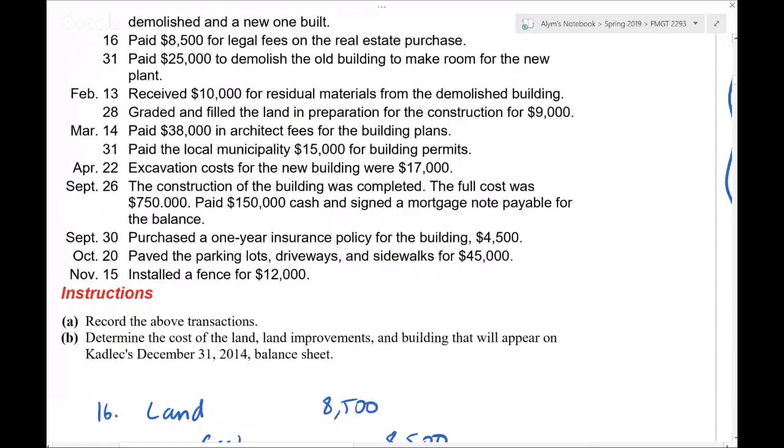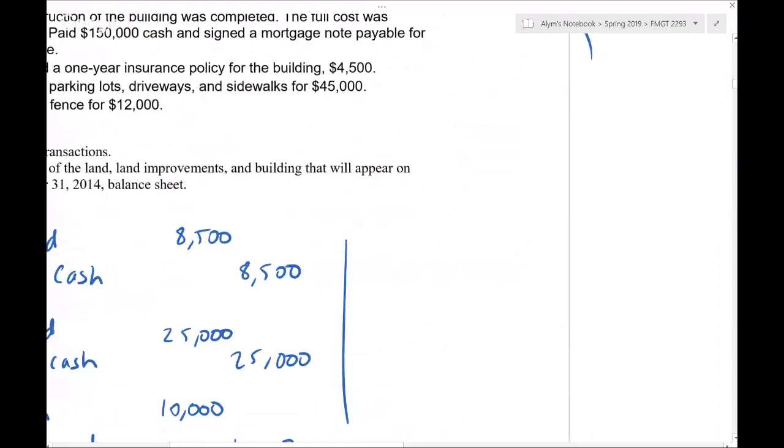On March the 14th, we paid $38,000 in architect fees for the building plans. So here we're paying an architect. This isn't salary expense. We are actually going to include that cost as part of the cost of the building. On March 14th, we're going to debit building. And that's $38,000. And credit cash for $38,000.